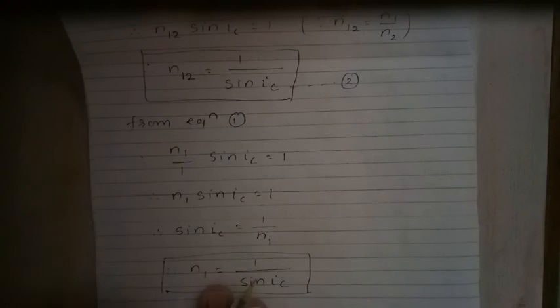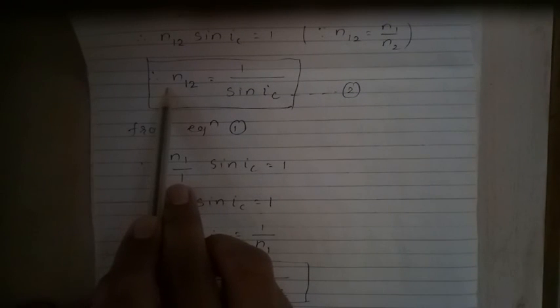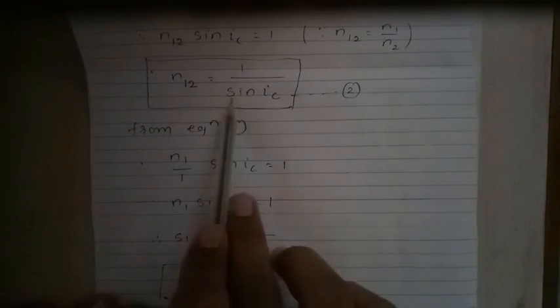So you have to remember the following formulas. First formula: n12 is equal to 1 upon sin IC. Here n12 is equal to n1 upon n2, with n1 as it is and the value of n2 being 1. So n1 sin IC is equal to 1, so sin IC is equal to 1 upon n1, or n1 is equal to 1 upon sin IC.